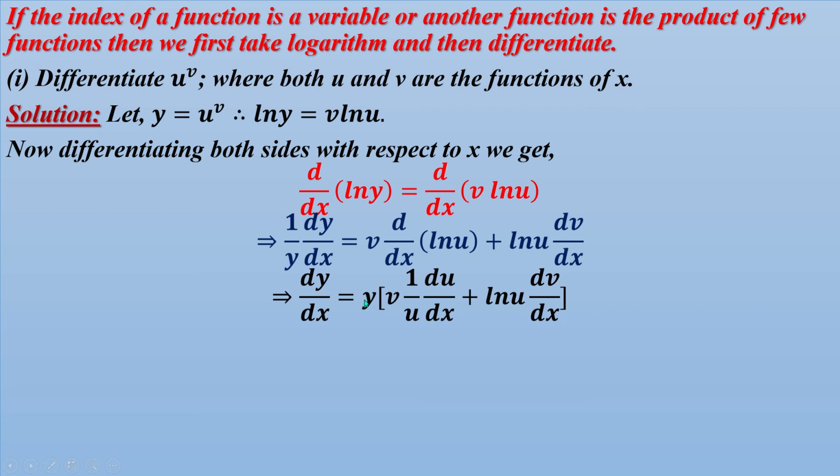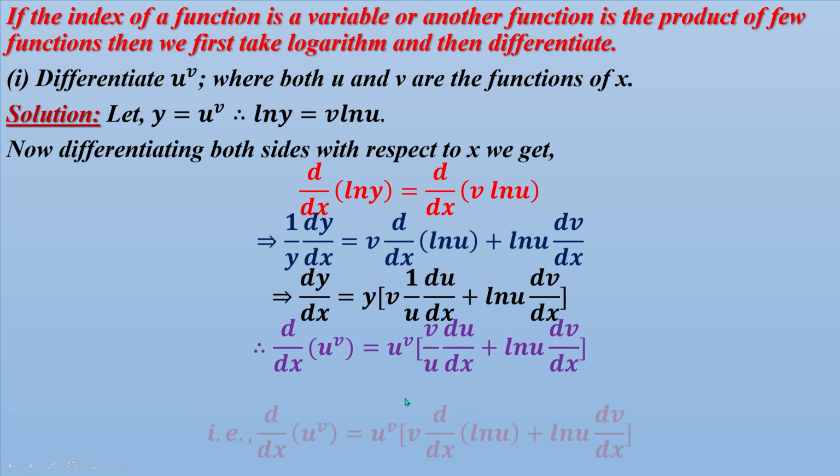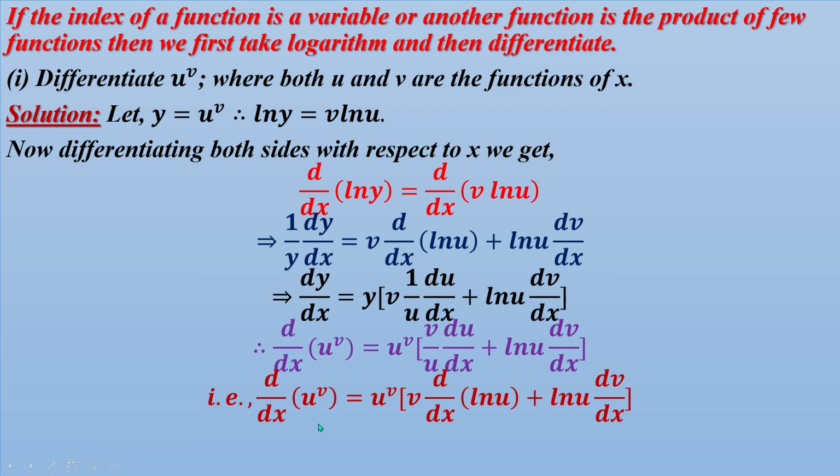But y is equal to what? y is equal to u to the power v. Therefore d/dx of u to the power v equals u to the power v divided by u d/dx of u plus ln u d/dx of v, and this equals, we can write, d/dx of u^v equals u to the power v d/dx of ln u. That means this line.